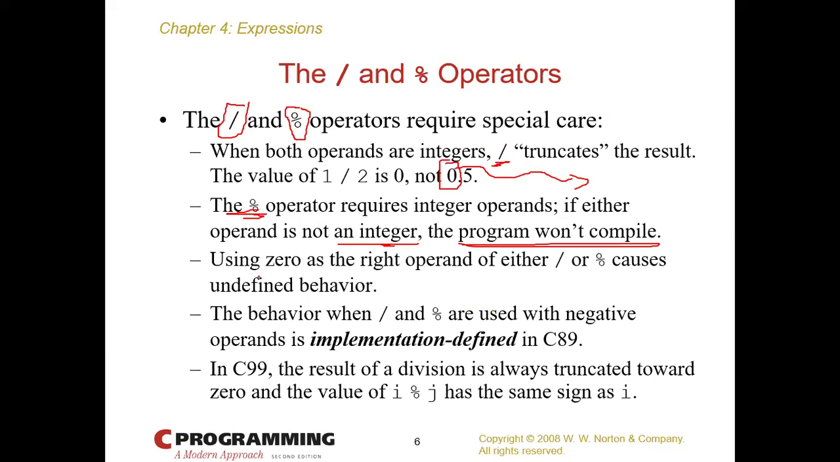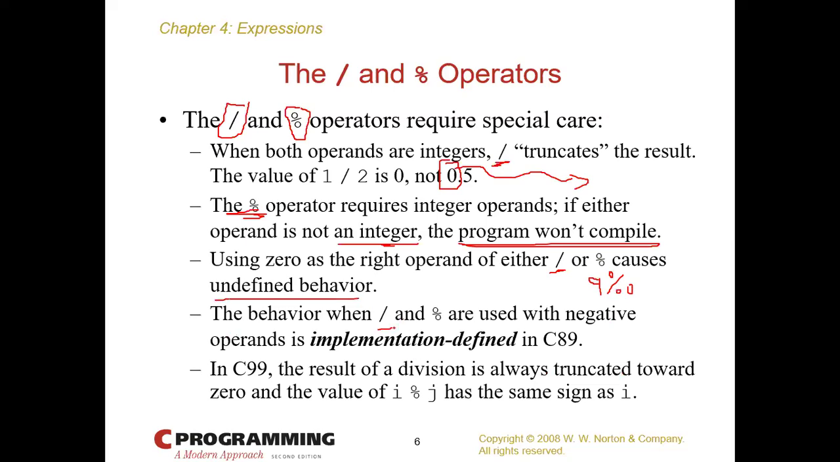Also, if you try to divide by 0, if you use 0 as the right-hand side operand, you have 9 divided by 0. It would make C behave in an uncertain way. Or you have 9 modulus 0. It would make C behave in an undefined way.